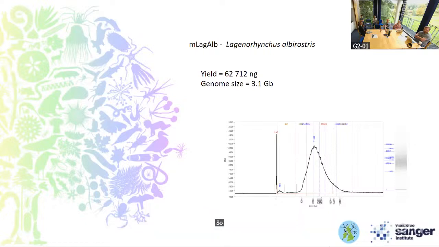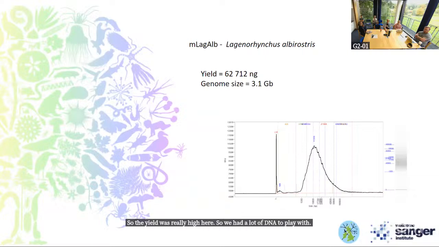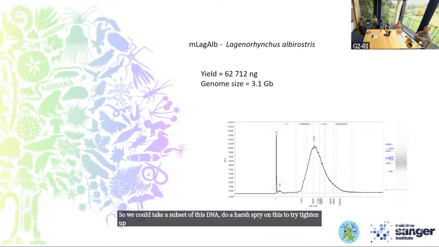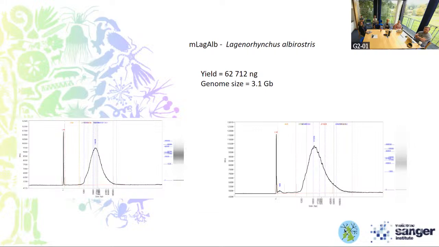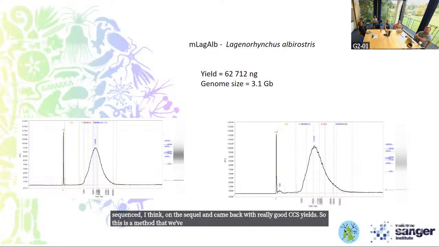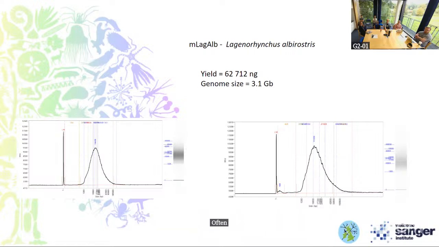So the yield was really high here, so we had a lot of DNA to play with. So we could take a subset of this DNA, do a harsh SPRI on this to try to tighten up the peak of the DNA. So post 0.45x SPRI, we came up with a better looking profile, falling into the ideal fragment size distribution for PacBio HiFi. And again, this was sequenced, I think, on the Sequel, and it came back with really good CCS yields. So this is a method that we've employed often when we are unable to get high molecular weight DNA from samples, but the fragment size of the DNA falls within the fragment range for PacBio standard library prep.